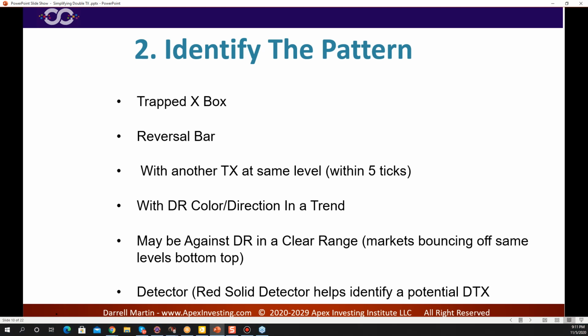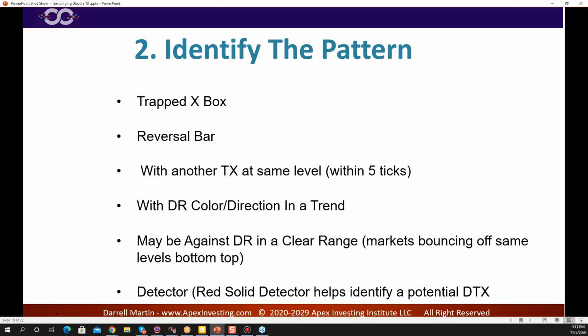Okay, and we do want to take it with the DR, the deviation reversal, with the DR color and in the direction of the trend. Now we can take these trades against the DR color if it's a ranging market, okay, meaning the markets are bouncing off the same levels top and bottom. It's a clearly defined range.